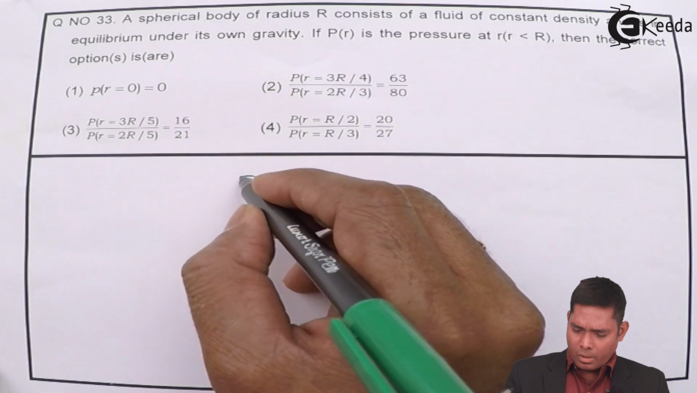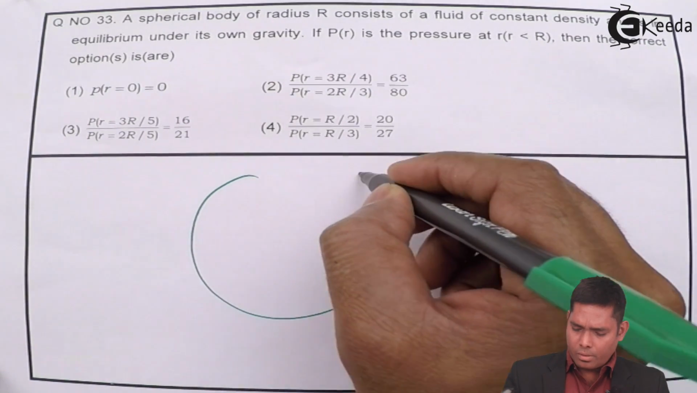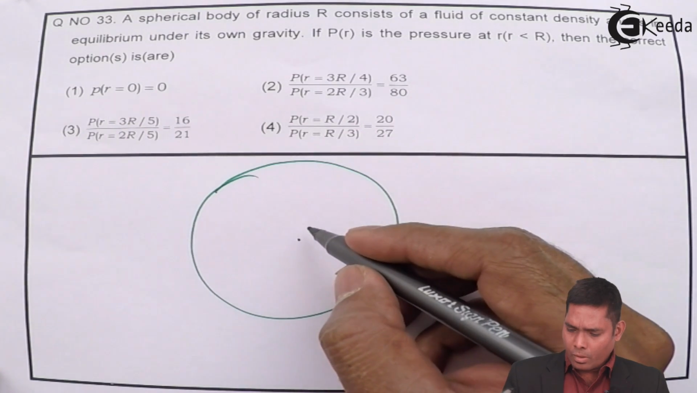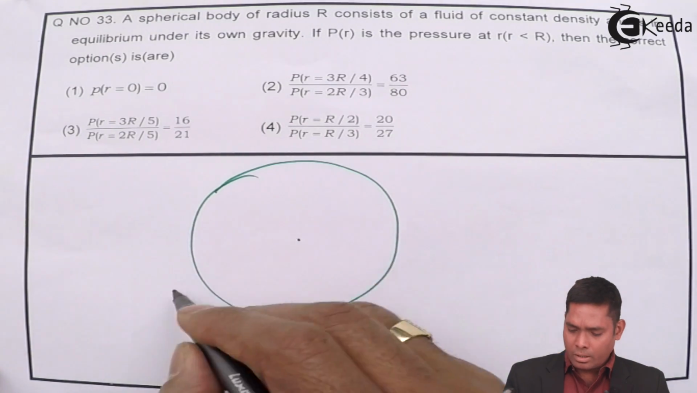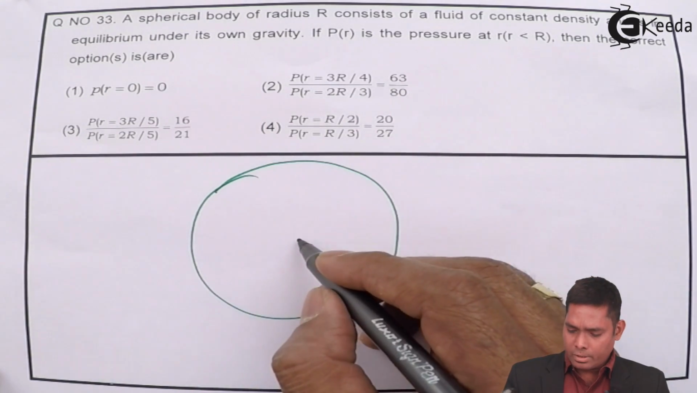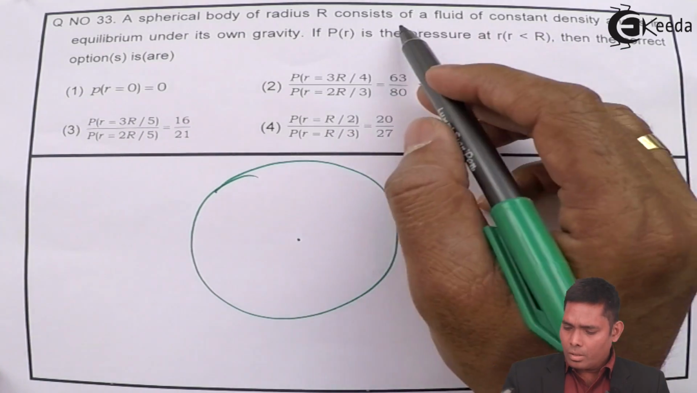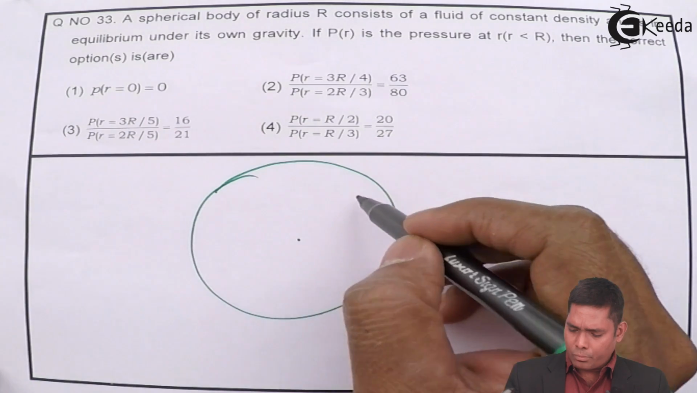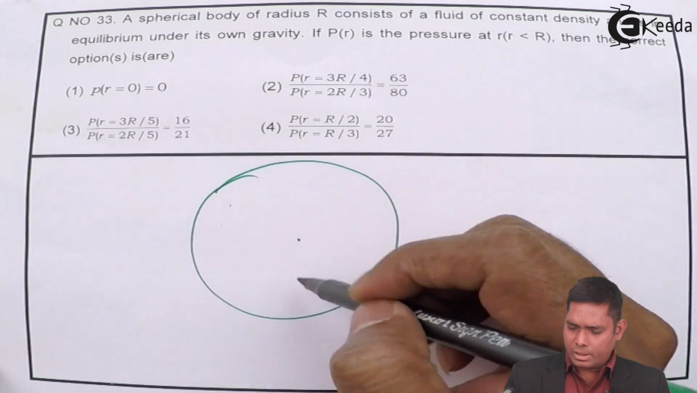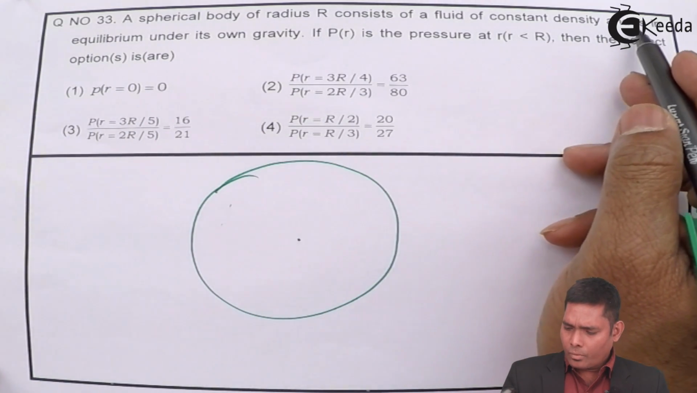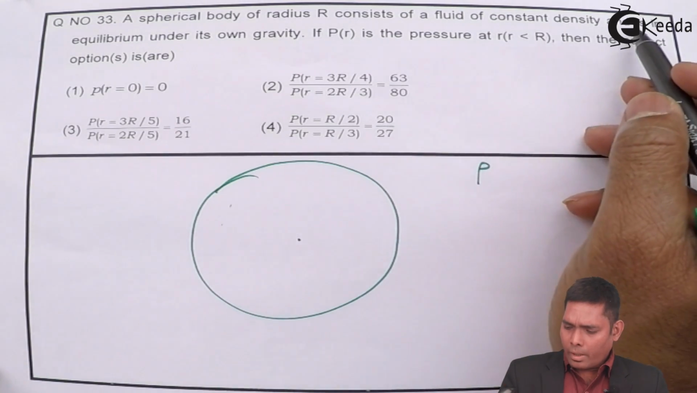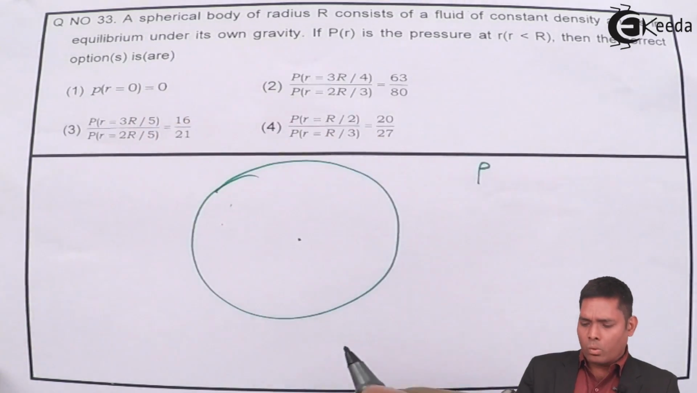So this is a spherical body, which has its center here, and the radius is R. It is filled with some fluid of constant density. Suppose the density is rho, and it is in equilibrium under its own weight.